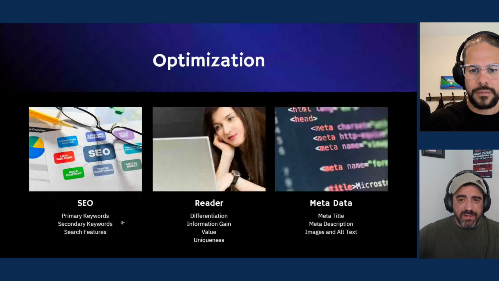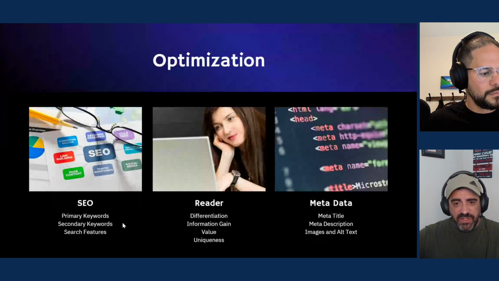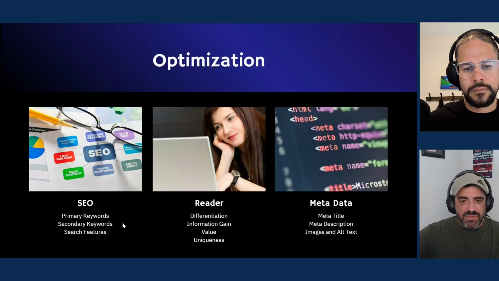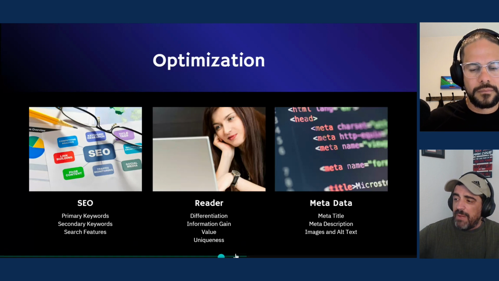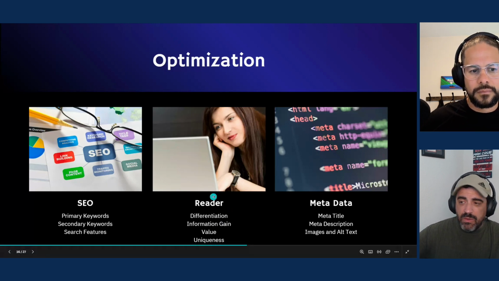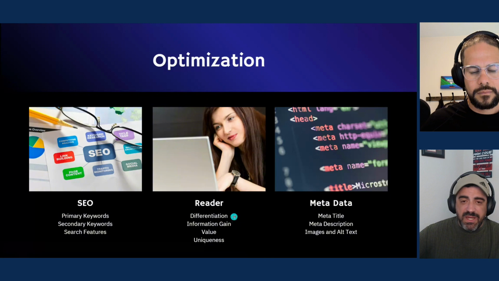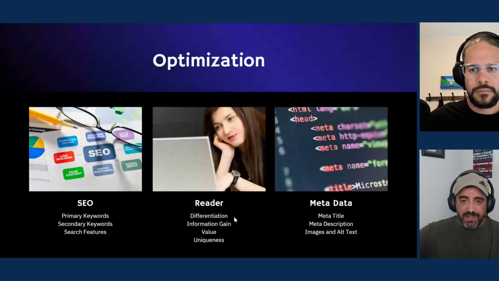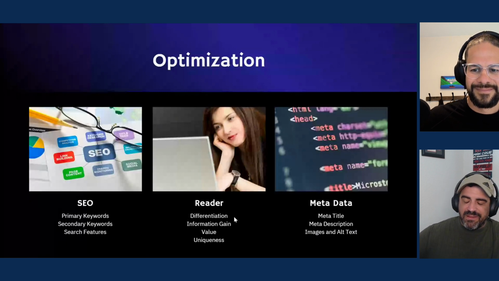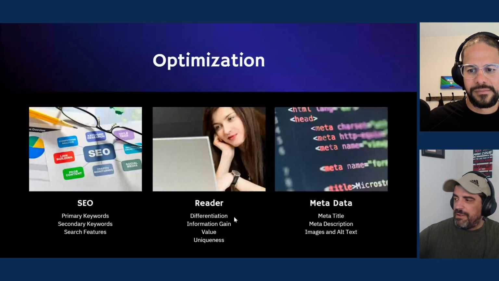Then we kind of get into optimization. How are we handling keywords? What other SERP features are we targeting, and how should we target those? How are we optimizing for the reader? How are we getting that differentiation or information gain to the writer rather than just hoping that they're going to go and develop it on their own? How are we getting that done? How are we providing them value? How are we being unique in our ranking competitors?